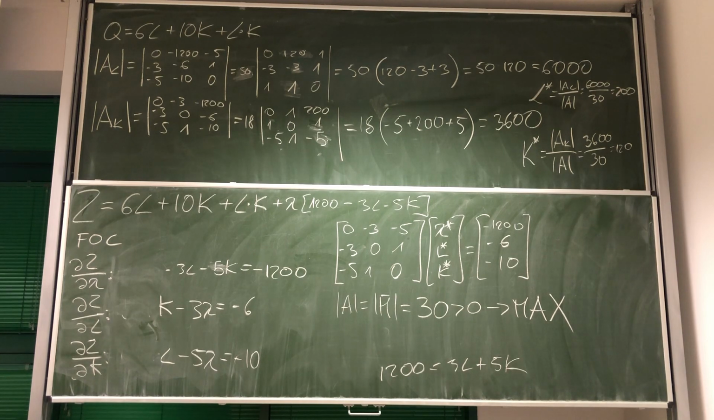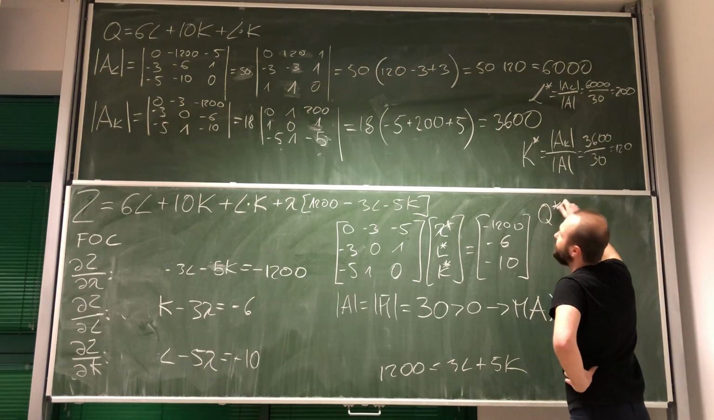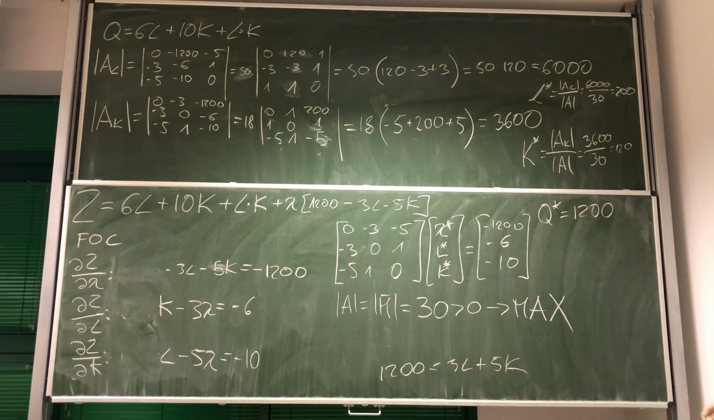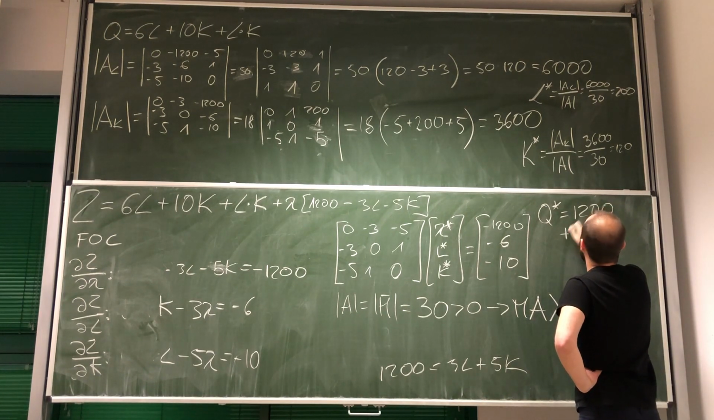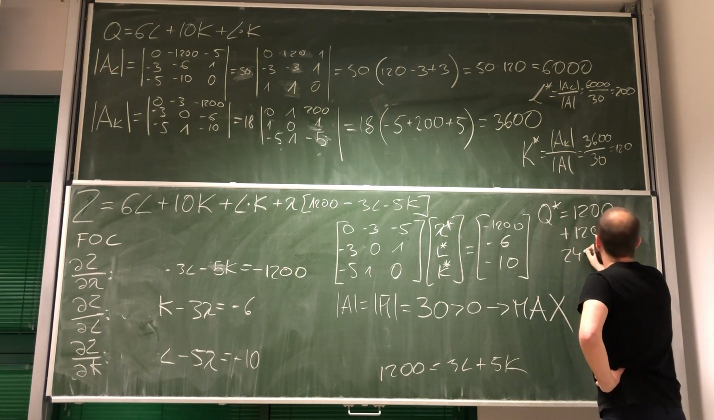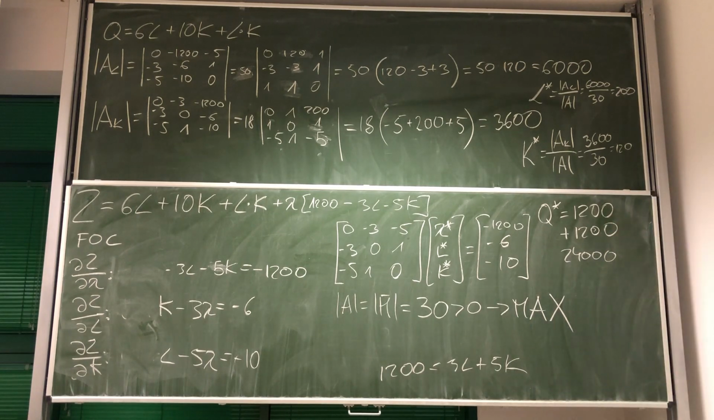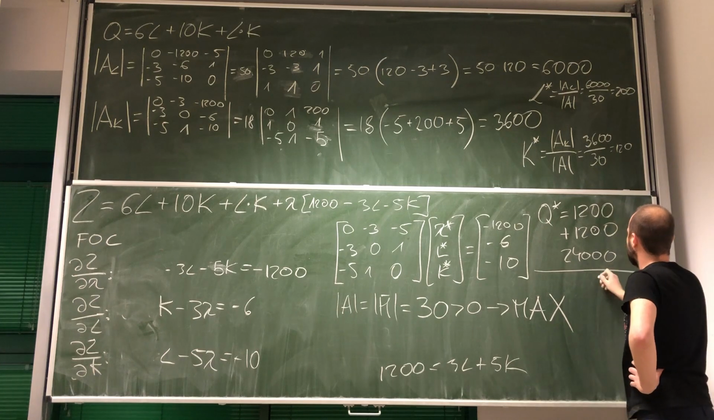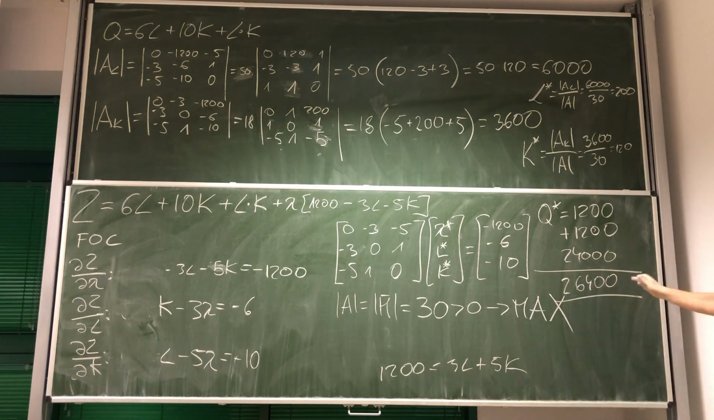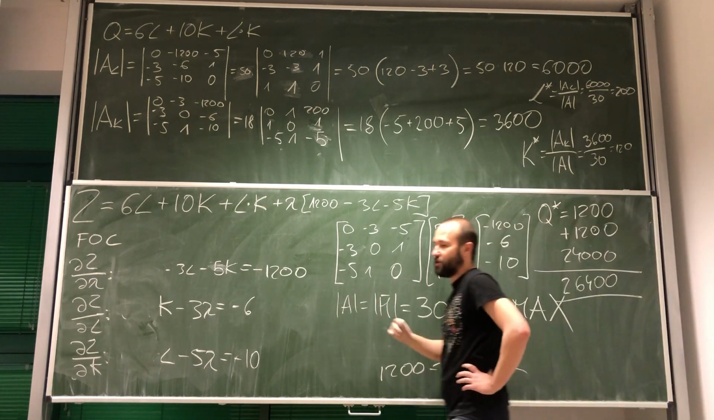So what is the maximum level of production this company can achieve? Well, that's easy. Of course, now we just need to calculate. 6 times L, this is 1,200, plus 10K, so plus 1,200 and plus L times K, which is 24,000. Right? Yeah. So this gives us 0,0,4,6,2. So this is the level of production if we hire 200 units of labor and 100 units of capital.